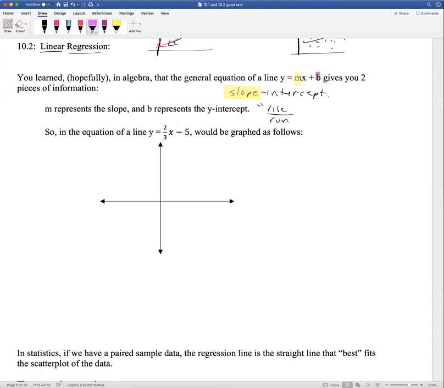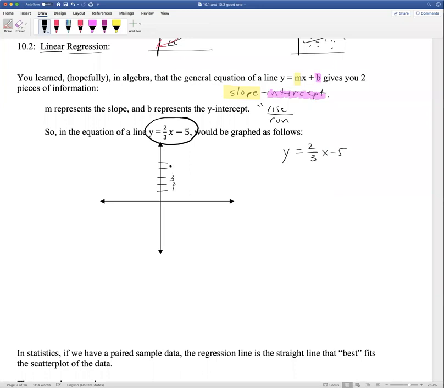And we also have this b value, and this b value tells us what the y-intercept of the line is. So the idea is, given any equation of a line that's in that form, y is equal to something times x plus or minus something else, that we can graph it with general ease. So let's take a look at this line, y is equal to 2/3 x minus 5, and make sure that you're comfortable graphing it.